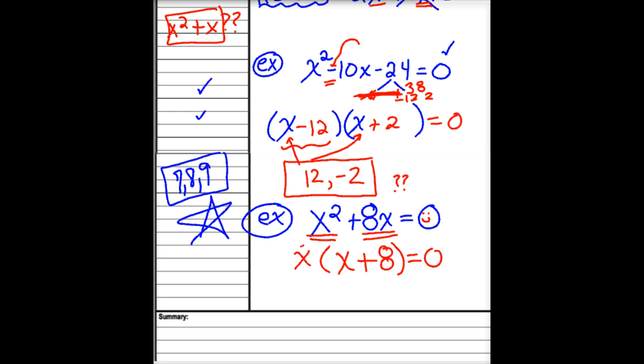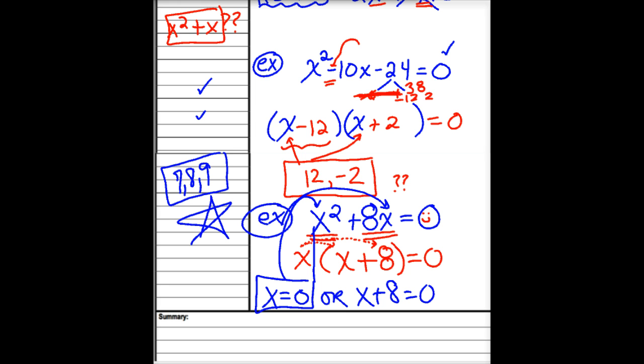If you notice, if I hop this back in, I get x squared plus 8x. Now I just see what makes each factor equal to 0. And here's my 2 factors. Either x would have to equal 0 or x plus 8 would have to equal 0. This is one solution. By the way, let's go check it. 0 squared plus 8 times 0 does give me 0. I'll get 0 plus 0 is 0.